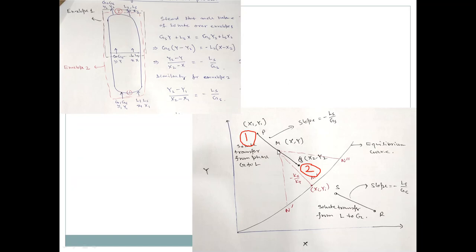And if you take a line with slope minus kx by ky from a particular point, you will get the interfacial point xi, yi, which is your interfacial concentration. So from 1 to 2, I came here.